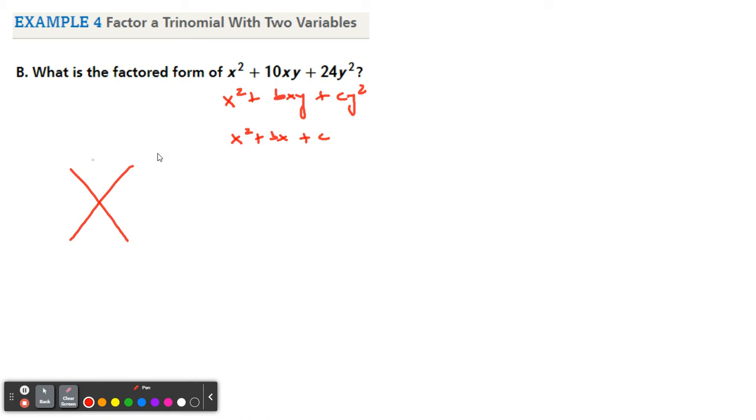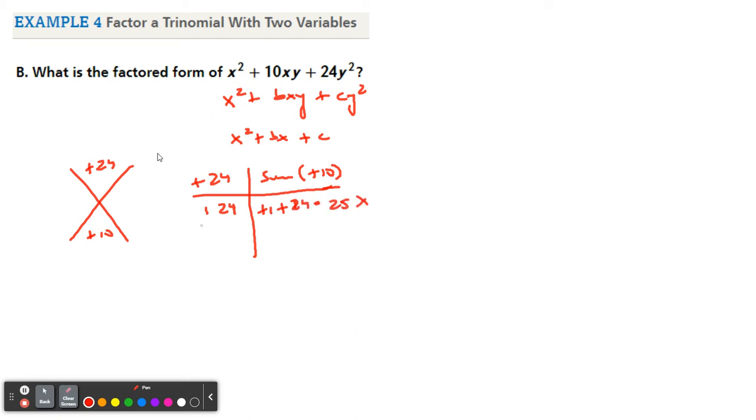Here's your x method. You're looking for the factors of positive 24 that add to get positive 10. So we're looking for the factors of positive 24 that have a sum of positive 10. If I start with 1 and 24, to make a positive 10 they're going to be the same sign. So positive 1 plus 24 is 25. So not that. We can do 2 and 12. Positive 2 plus 12 is positive 14.